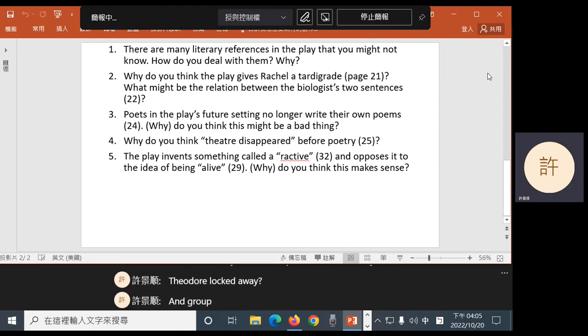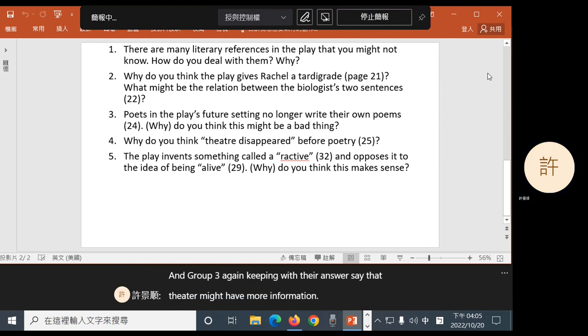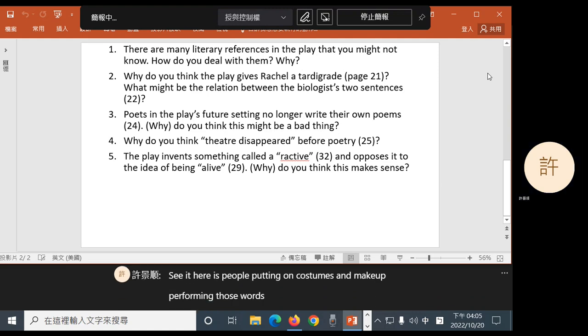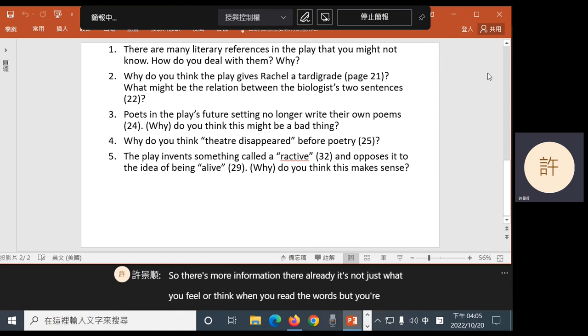And group three, again, keeping with their answer, say that theater might have more information. So in some sense, it could be more powerful. Poetry is just words. Theater is people putting on costumes and makeup, performing those words. So there's more information there already. It's not just what you feel or think when you read the words, but you're actually looking at real people putting on situations physically in real space.